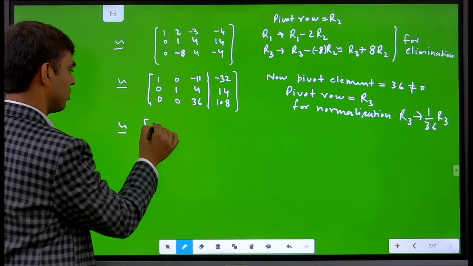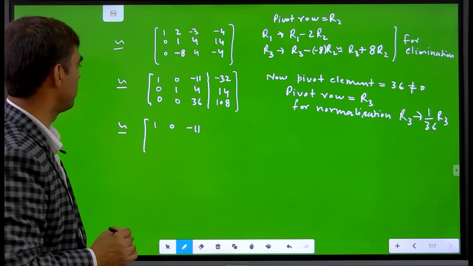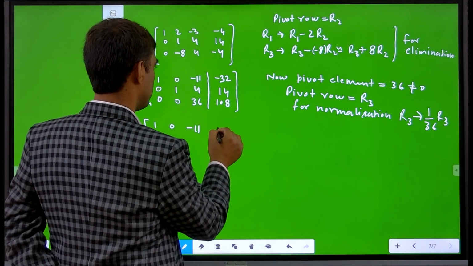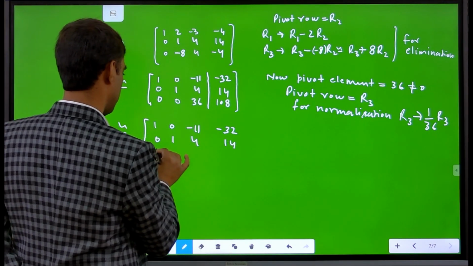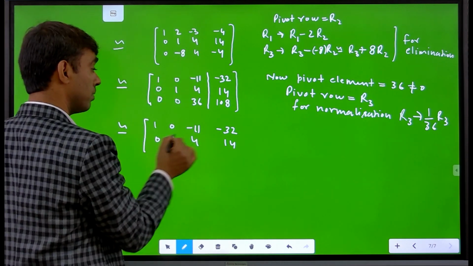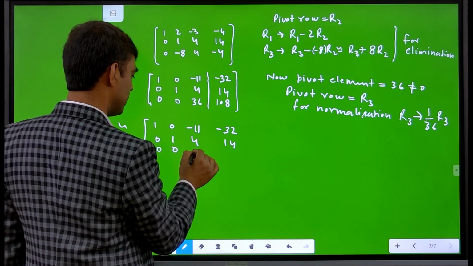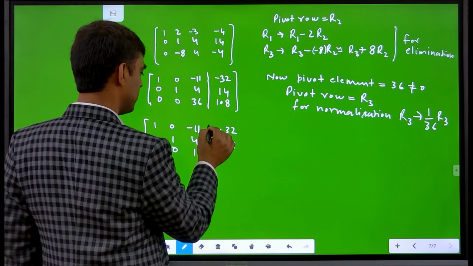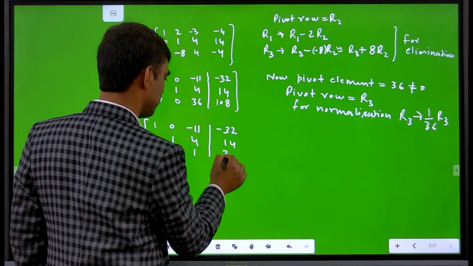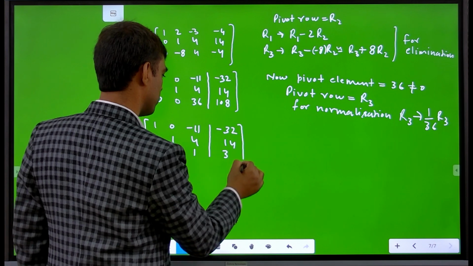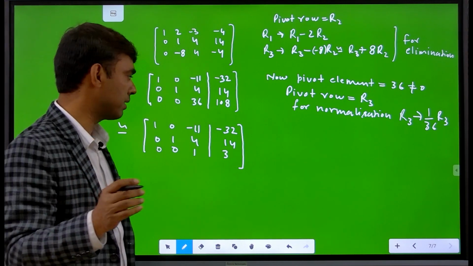The equivalent matrix becomes: there is no change in the first row, 1 0 minus 11, minus 32, and 0 1 4 14. In the third row we divide by 36. There is no change in the first element, no change in the second element, and here we divide by 36, then this becomes 1, and if we divide 108 by 36, then this becomes 3. So now we perform the elimination of the third variable from the first and second equation.